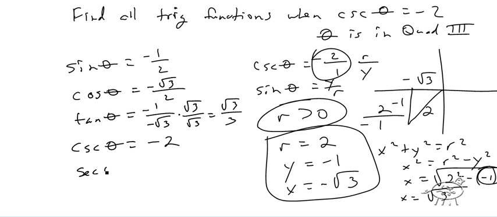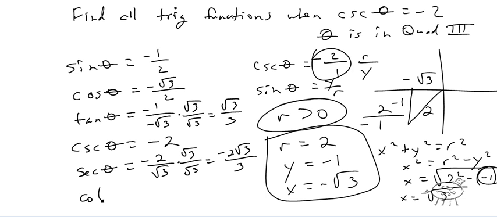And then secant of theta is the reciprocal of cosine, so it's going to be -2 over √3. Okay, r over x. Then rationalize it. So we get -2√3 over 3. And then cotangent of theta is the evil distant cousin. As opposed to flipping the tangent, the one we found, look at the original problem. Isn't it -1 over -√3 or 1 over √3? So if I flip it, I just get √3.